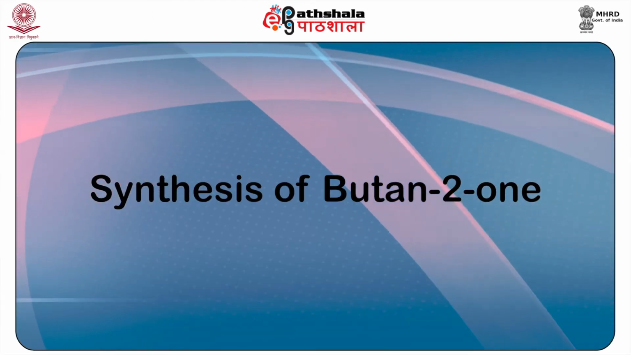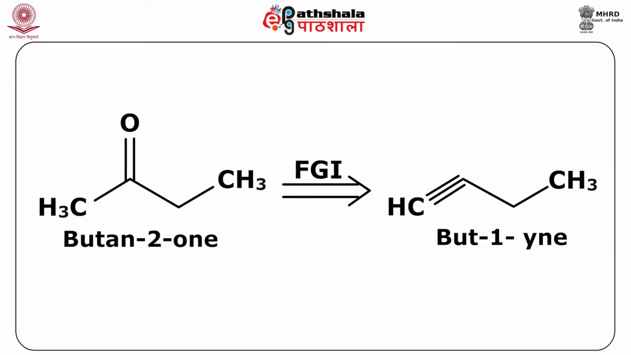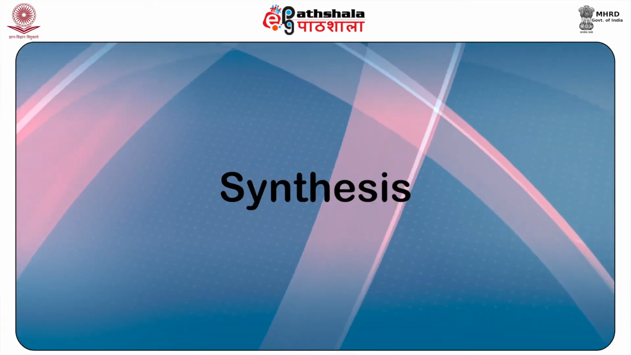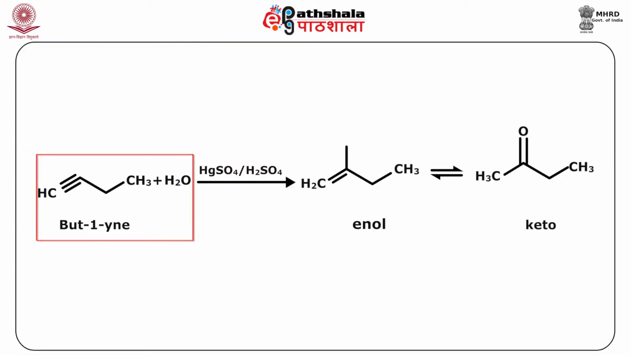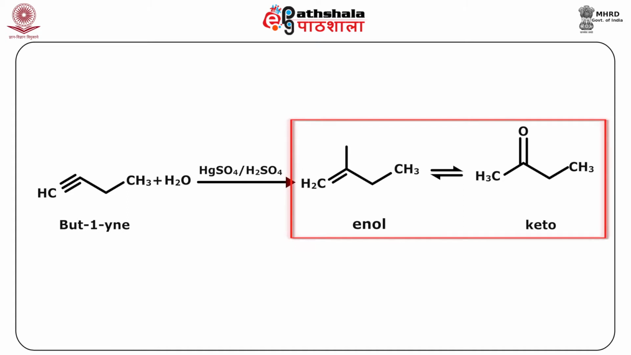Synthesis of butan-2-one. Butan-2-one or 2-butanone is a 4-carbon carbonyl compound. The retrosynthetic and the synthetic pathways are given. The retrosynthetic approach shows that butan-2-one can be synthesized from 1-butyne. The functional group interconversion traces back 1-butyne as the synthon for the preparation of the desired product. The reaction of 1-butyne with water in the presence of HgSO4 and H2SO4 takes place as per the Markovnikov addition of water on the alkyne moiety, giving the enol form, which then tautomerizes to 2-butanone.